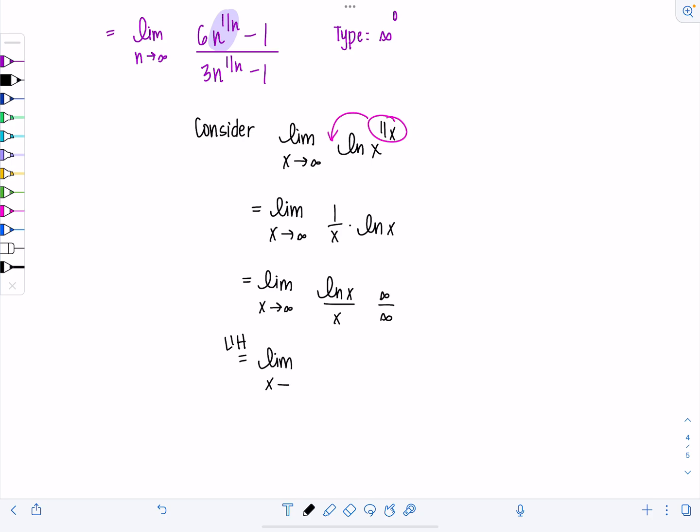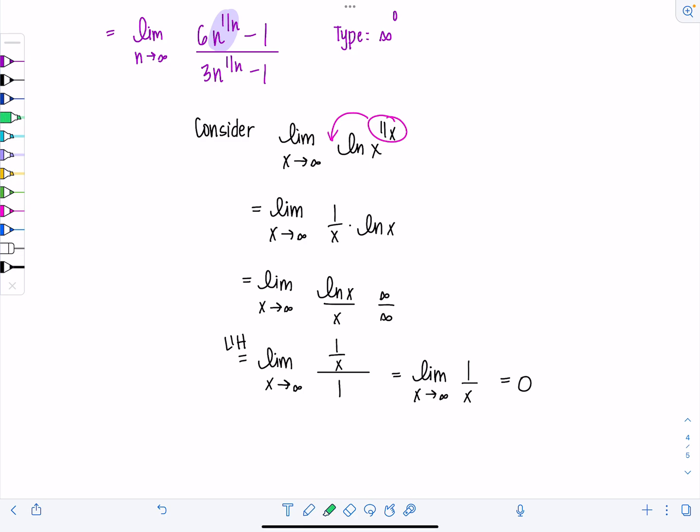So then we have the limit as x goes to infinity. Derivative of the numerator, derivative of ln of x, is 1 over x. And then the derivative of the denominator, x, is just 1. So now we just have the limit as x goes to infinity of 1 over x, which is 0.